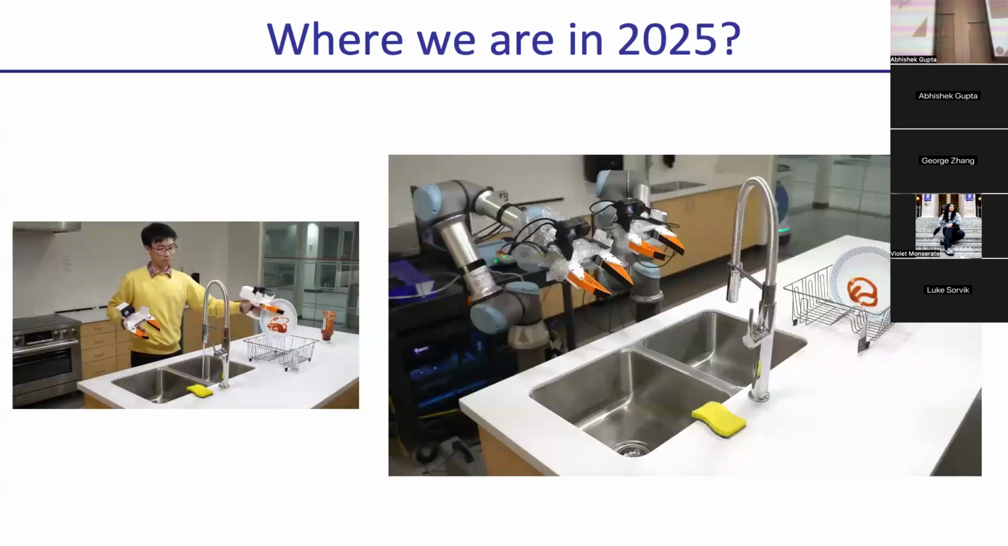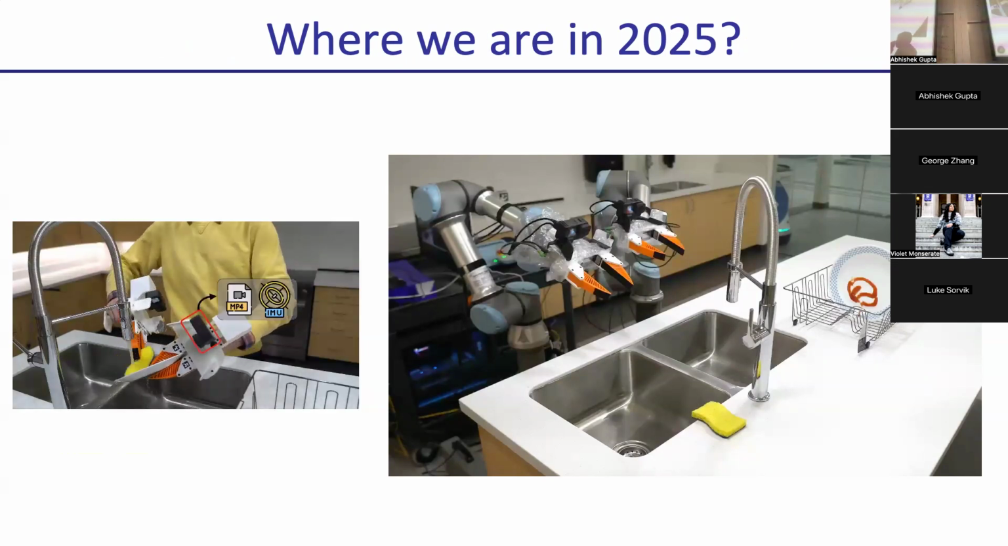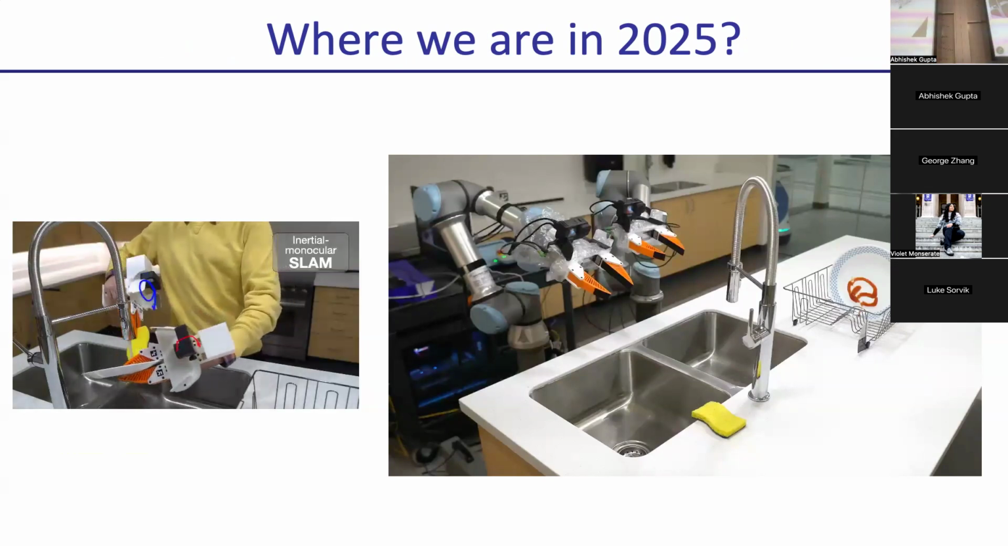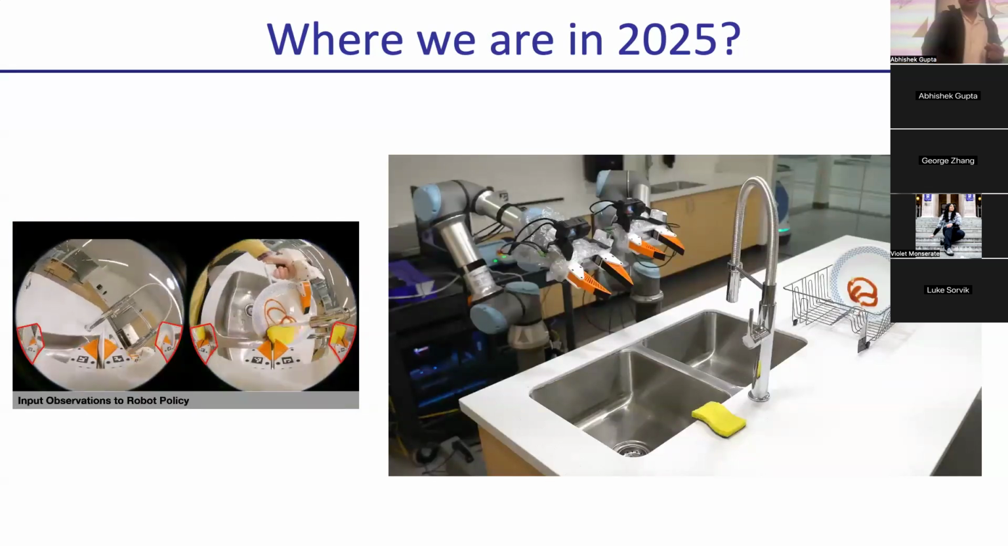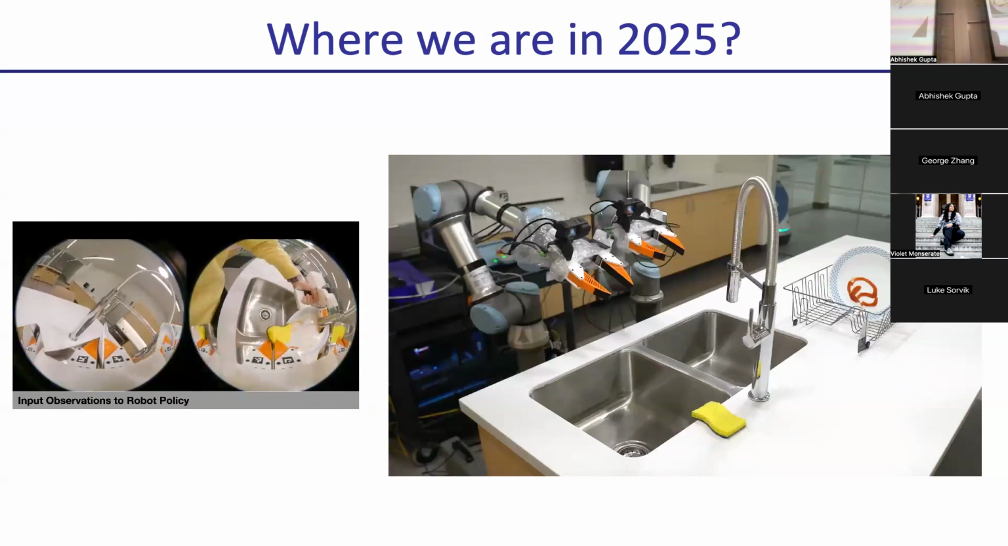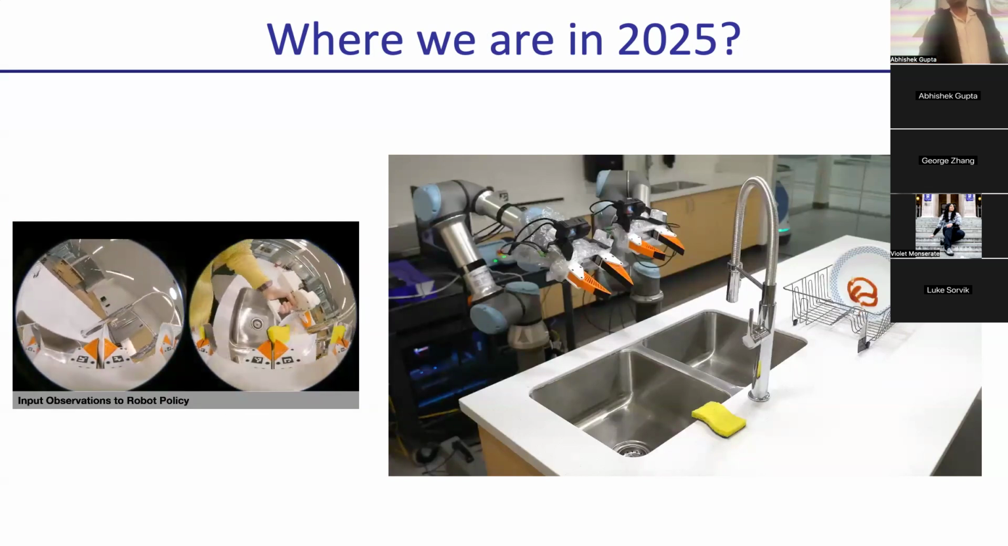Here are some examples from folks at Stanford. That's what the expert data looks like. They have these things called UMI grippers, which are grippers with cameras on the wrist. They collect a bunch of data from egocentric views and then use that to do imitation learning.